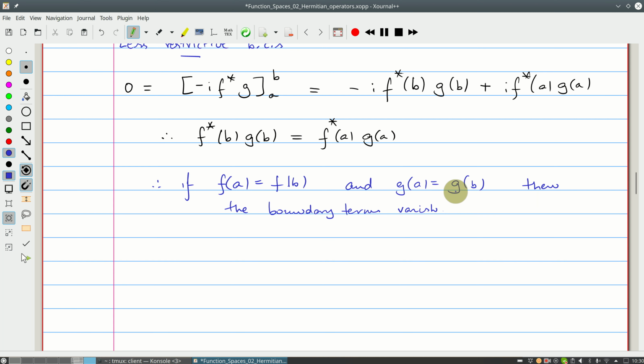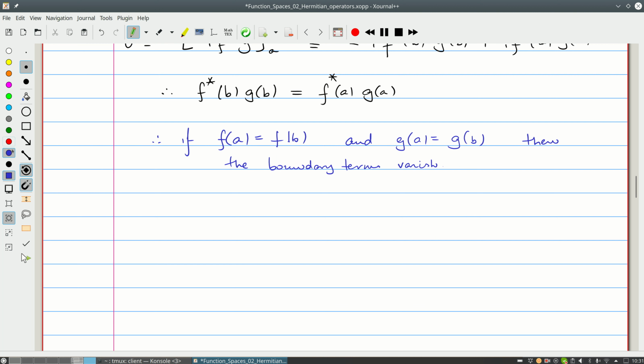But is this the only condition? And it turns out there's an even less restrictive one. So here's the other case. Now what we want is we want this condition to be satisfied. What we can do is take this, I'm going to put it in red. Here, go back to black. If we can write this as f of b divided by f star of a, that's equal to g of a divided by g of b.